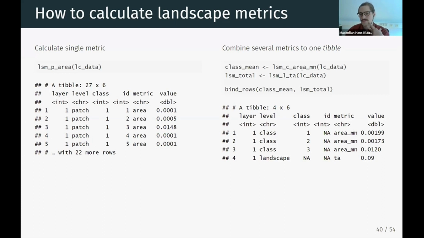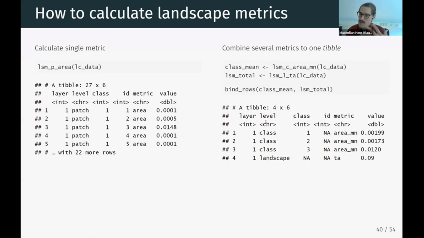So in this case, we want the mean area. And we could, for example, just type the result of that into an object. And then, in the second step, we could calculate, for example, the total area of the landscape. So now we want, again, LSM for landscape metrics. We now want it on the landscape level, so we have an L here, and we want the total area. We could also save that into an object.